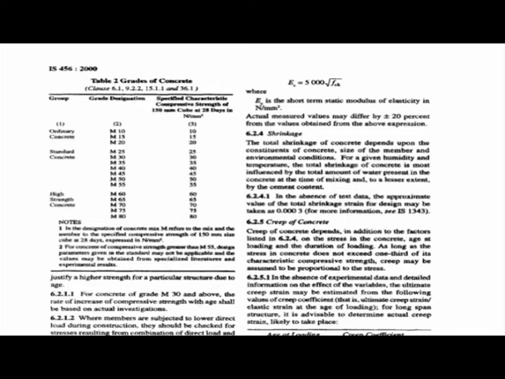So this is Ec equal to 5000 root fck. fck is the grade of concrete that characterizes strength, that is M20 means 20 Newton per square millimeter, M25 means 25 Newton per square millimeter. Ec is the modulus of elasticity, the short term static modulus of elasticity in Newton per square millimeter, which we have to use for frame analysis. Then only we can get the bending moment and shear force.